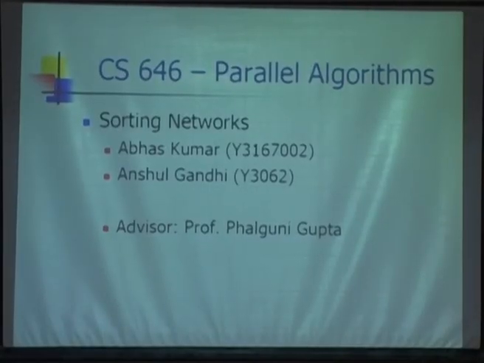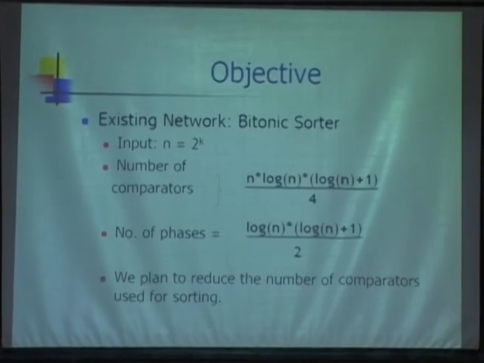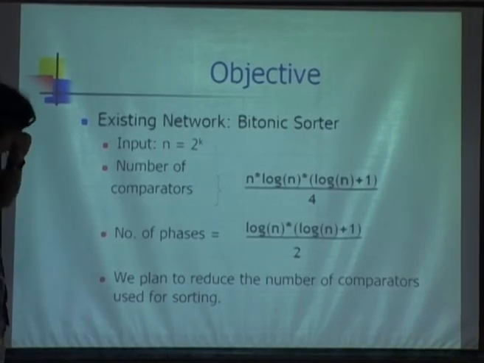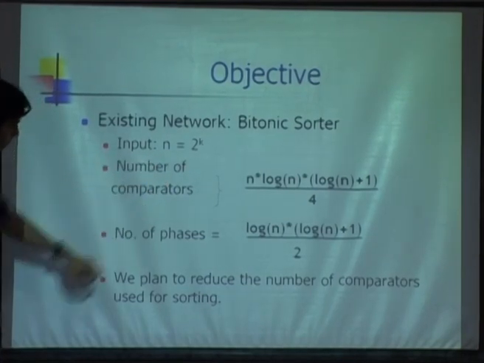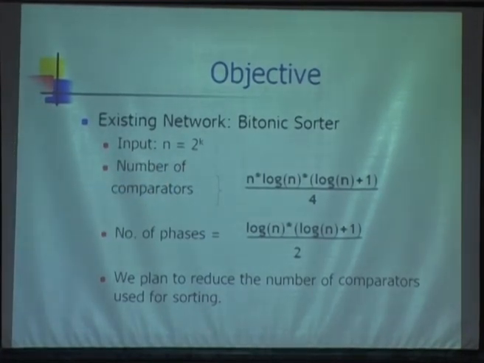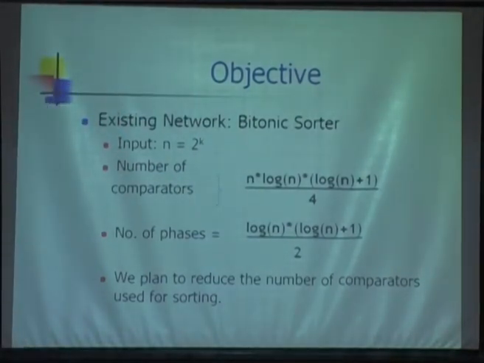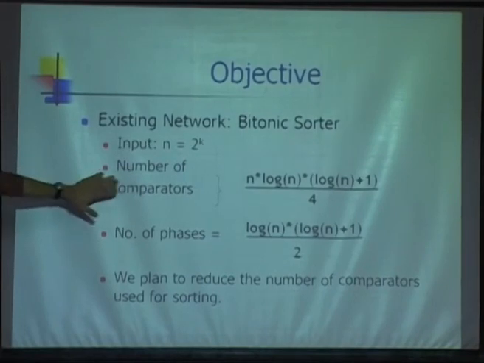We'll be talking about a project on sorting networks. The problem is, given a set of input numbers, we wish to sort them. The already existing parallel network is the bitonic sorter, and it uses an input of the form 2^k, and it has this many comparators. Our problem is to design something better than this for at least one given value of n. Our target is only to reduce the total number of comparators being used.